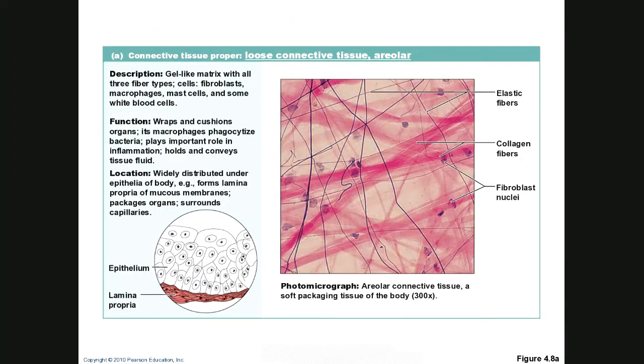Okay, loose connective tissue, areolar, is the first we'll discuss. Gel-like matrix, three fiber types, has cells: fibroblasts, macrophages, mast cells, some white cells. This is for wrapping and cushioning stuff. Things like packaging organs and surrounding capillaries would be good examples of this.